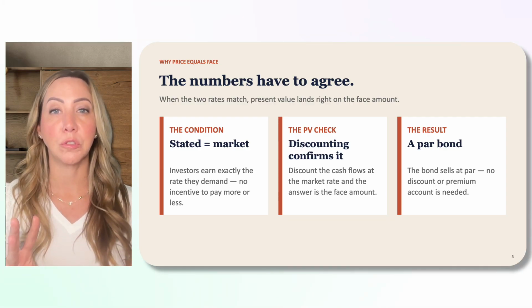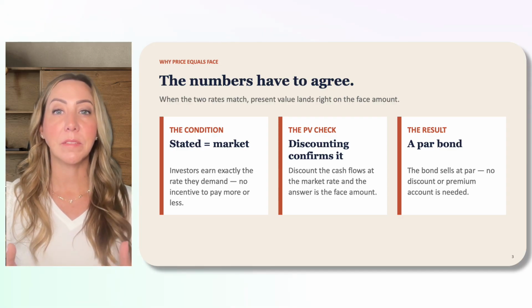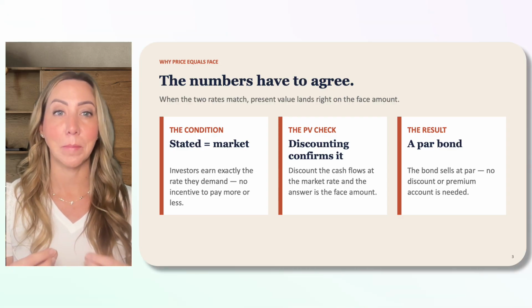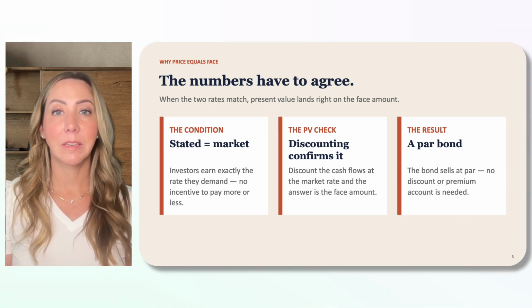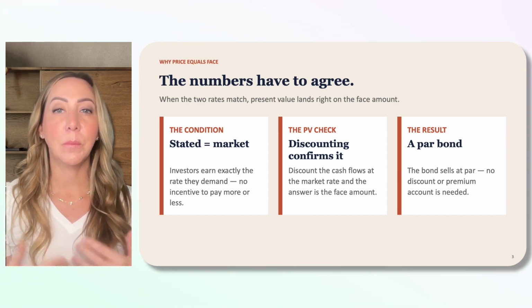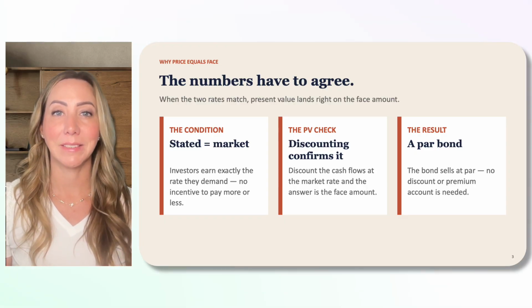So 3 things are true at once. The condition is that the stated rate equals the market rate. The present value check confirms the price is the face amount. And the result is what we call a par bond. It sells at par, at 100% of face. And we don't need a discount or a premium account at all. That's why this is a warm-up case.